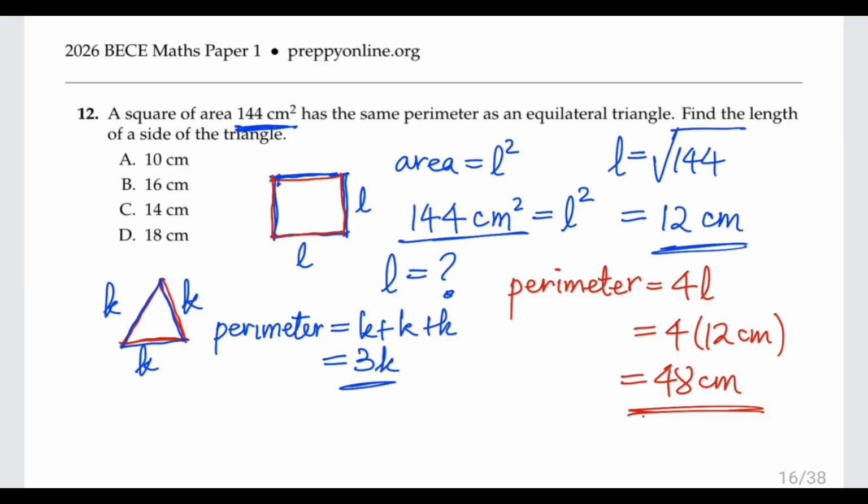So if this perimeter of 3K is equal to the perimeter of the square, which is 48 cm, then what is K? We just set 3K equal to 48, and K is equal to 48 over 3, which is 16. So it means that the length of a side of the triangle is 16 centimeters.